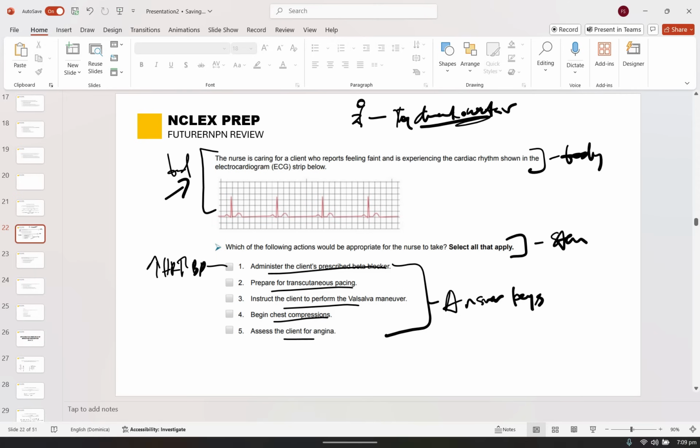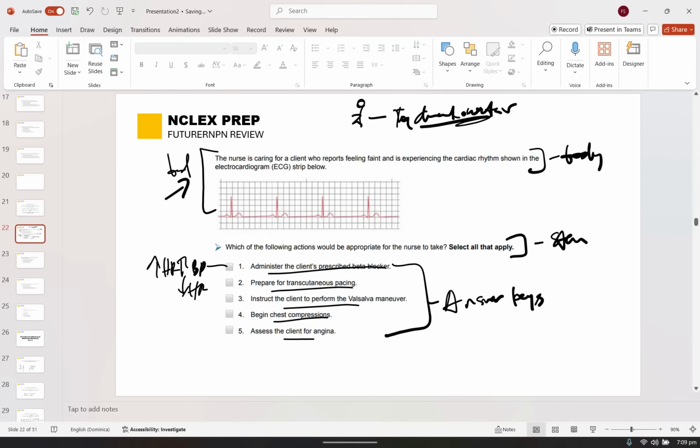Now, transcutaneous pacing as well. Where I'm going to think about it. Transcutaneous pacing helps to increase heart rate. So I'm thinking whether there's a situation in the body that has to do with decreased heart rate. So I'm taking note of the problem. Right. Now, Valsalva maneuver has to do with what?